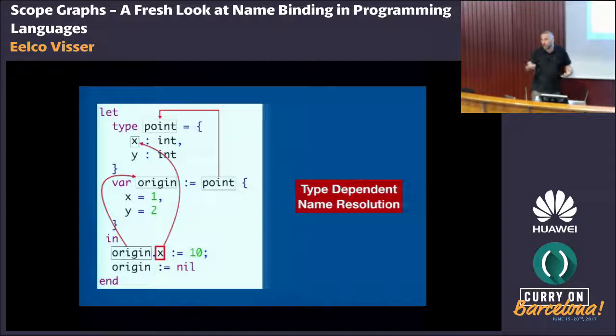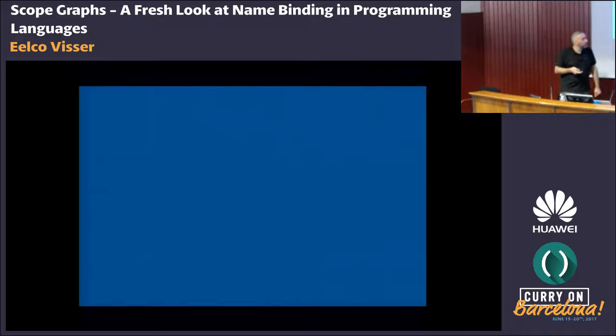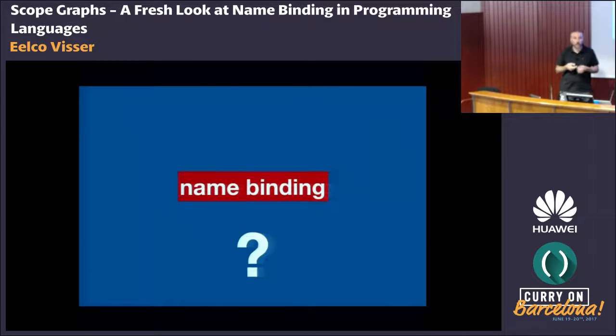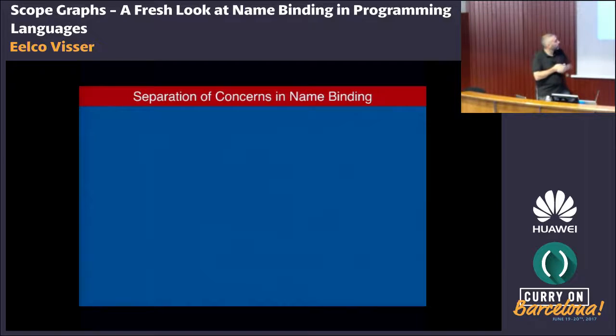All right, so that's the idea of name binding. And now the question is, how do we define the name binding rules of our language? Or put otherwise, what's the BNF of name binding? It would be nice if we could write down declaratively what the name binding rules of a language are, and from that generate a whole bunch of tooling. And that's what this is about.